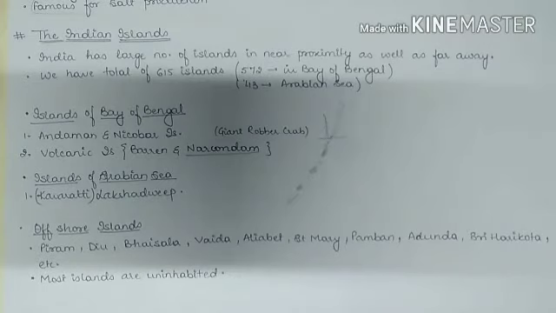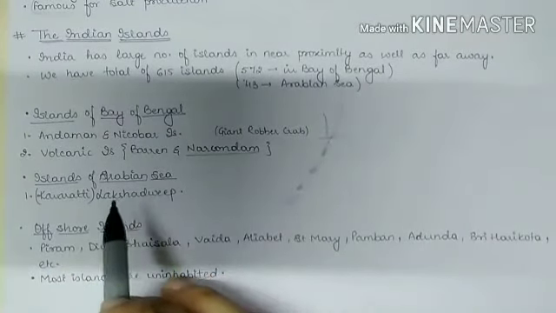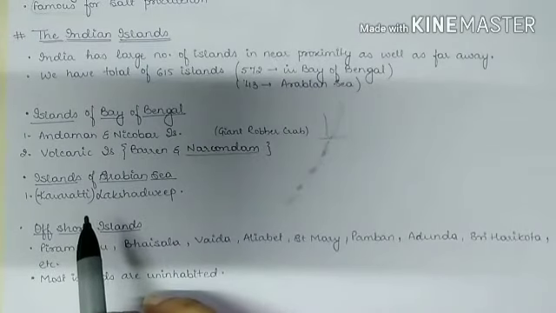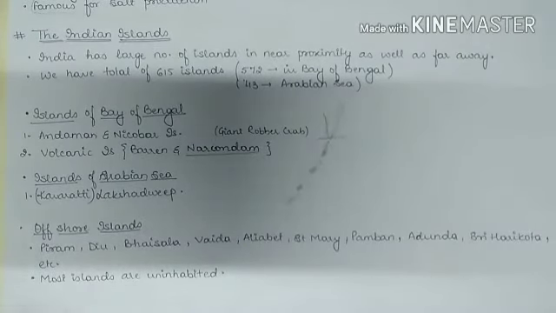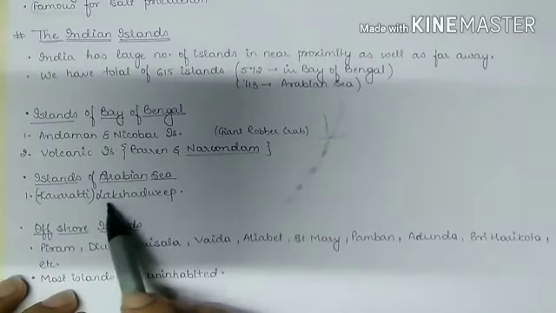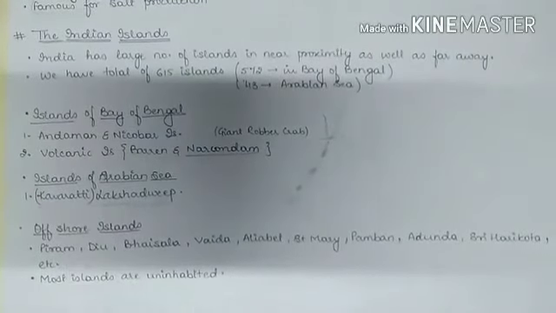Now we have the islands of the Arabian Sea. In the Arabian Sea, we have 43 islands, out of which only 11 are inhabited. The shortest distance from the mainland is about 109 kilometers, from Calicut. Kavaratti is the capital of the Lakshadweep Islands. The Lakshadweep Islands are separated from the Maldives by the 8-degree channel. So Andaman and Nicobar are separated by the 10-degree channel, while the Maldives and Lakshadweep are separated by the 8-degree channel.